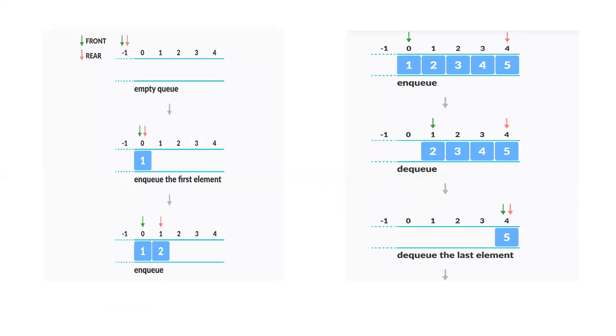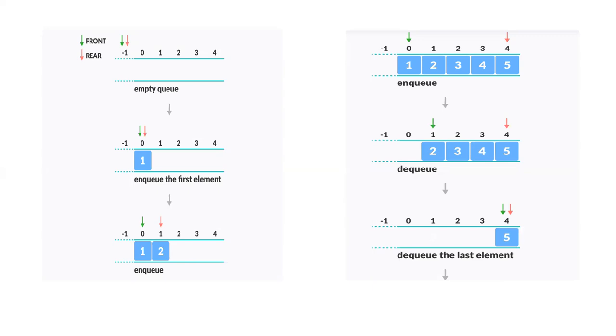Now let us see the operations of the queue. The first position is going to be -1. If both the front and rear pointers are pointing to -1, it means there is no data in the queue. So this indicates the queue is empty.